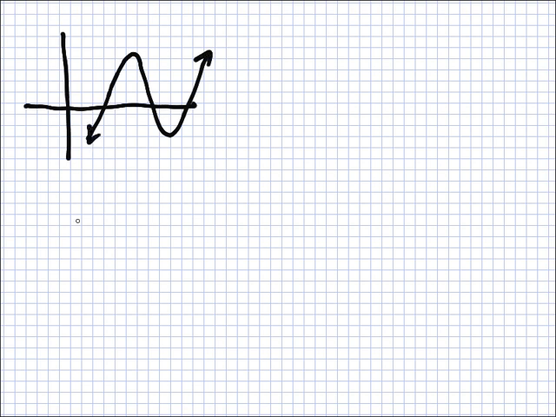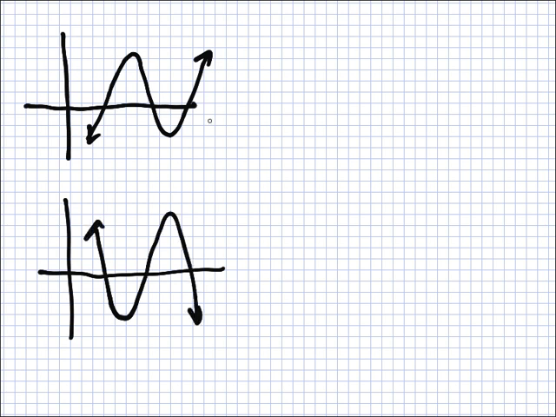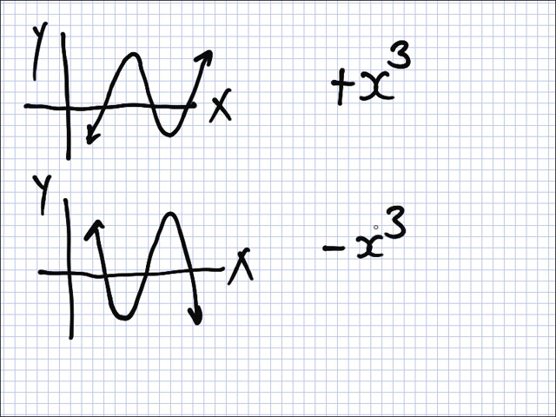Now, there are two ways, firstly, that the cubic could be oriented. It could be going up, down, up like that. Or the second possibility is the opposite, where it goes down, up, down. What is the difference in each situation? When do you have each? Well, the first one here is if you have a plus x cubed, and the second one here is when you have a minus x cubed.